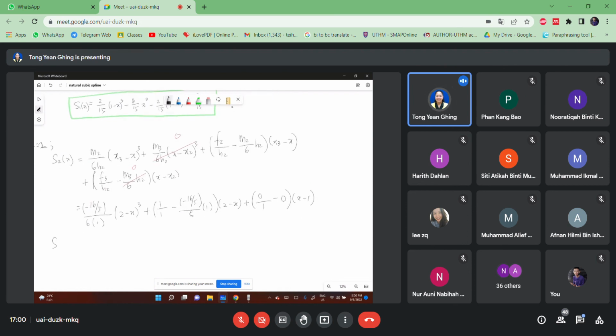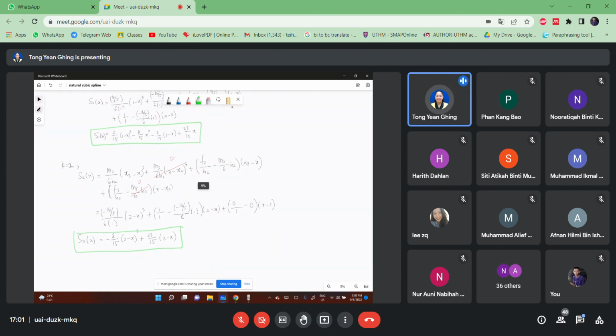So now S2x equal to, tadi berapa lah? 8 over negative 8 over 15, 2 minus x power of 3 plus with 23 over 15, 2 minus x. Okay, itu kosong lah. So this one is the third polynomial. So now we just combine it all together.